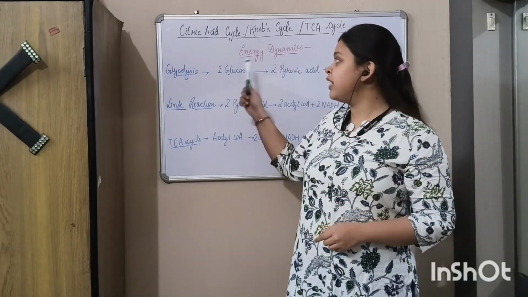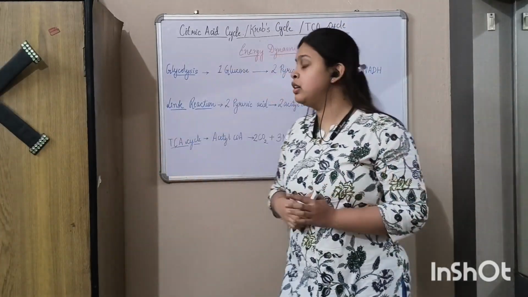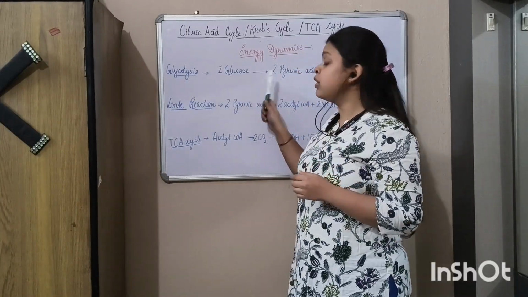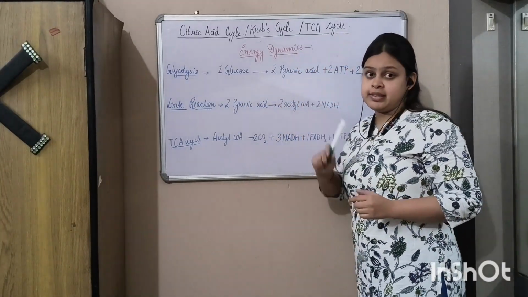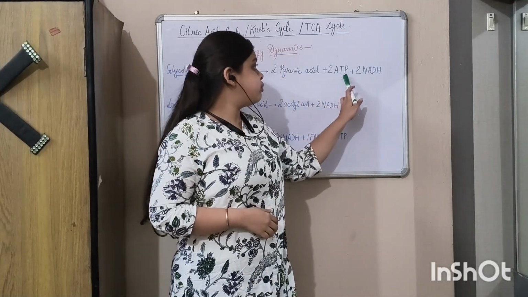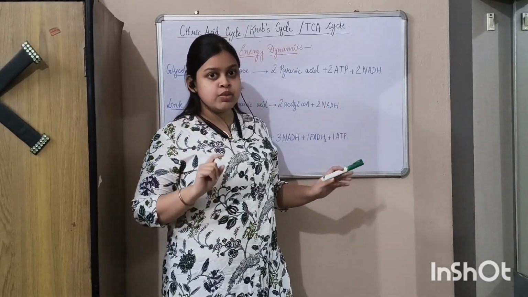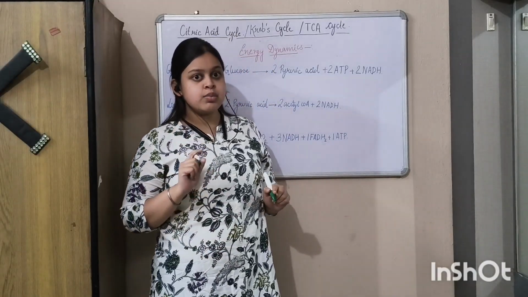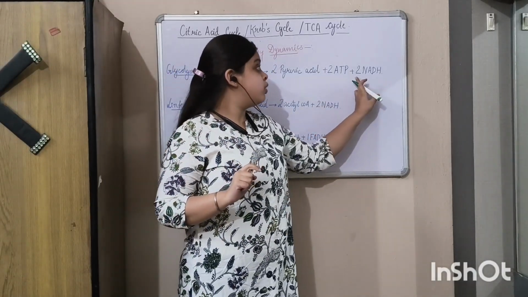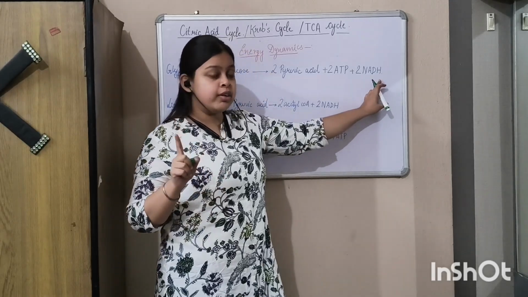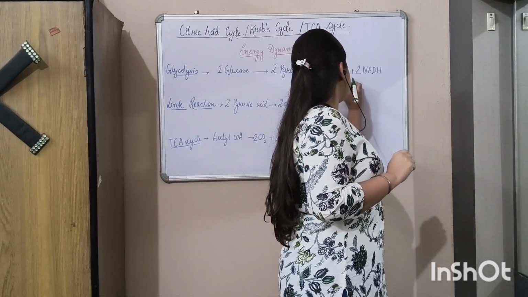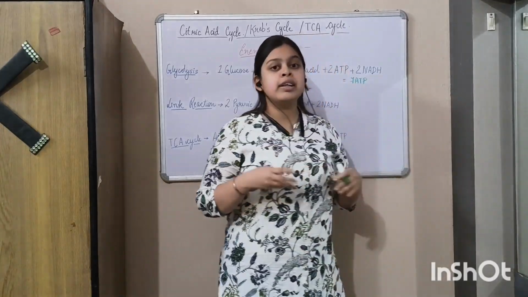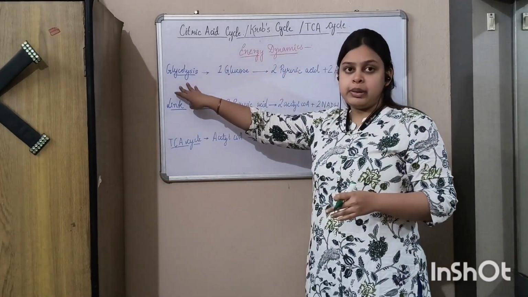Now let's see the energy dynamics of the entire cycle. From glycolysis, we know that one glucose molecule is broken down into 2 pyruvic acid, and in the process, 2 ATP molecules and 2 NADH molecules are released. So 2 ATP and NADH, we know 1 NADH is worth 2.5 ATP. So 2 NADH molecules will be worth 5 ATP. So in total, there are 7 ATP molecules released from the glycolytic pathway.